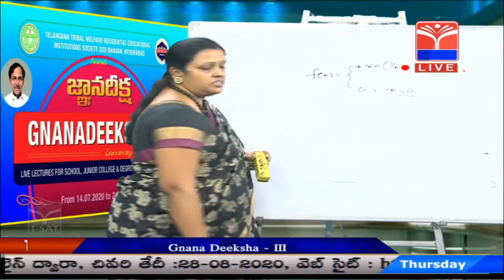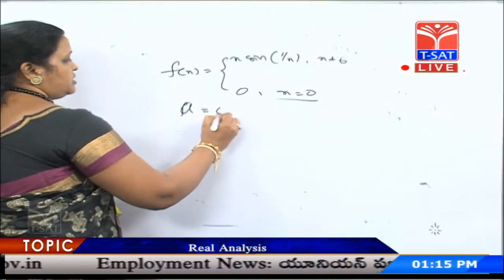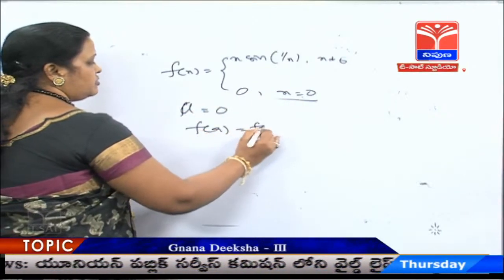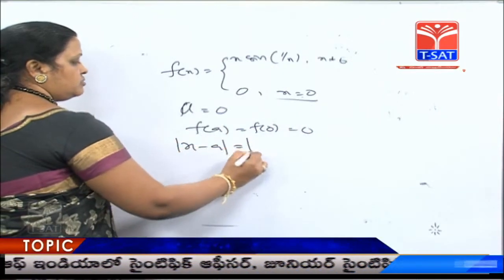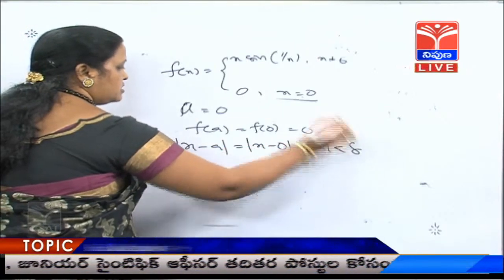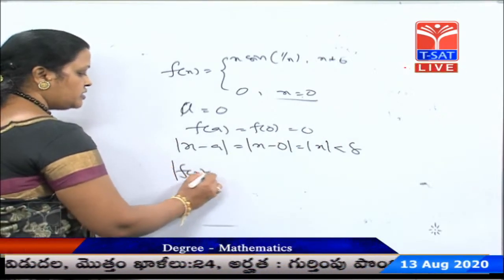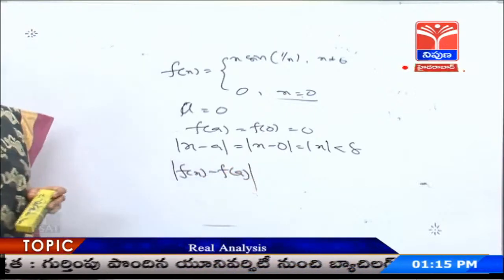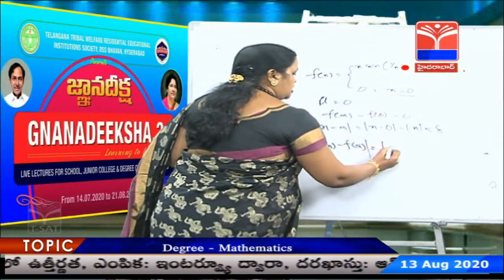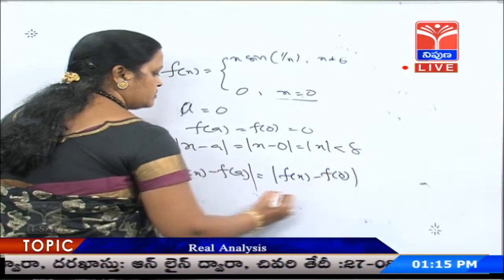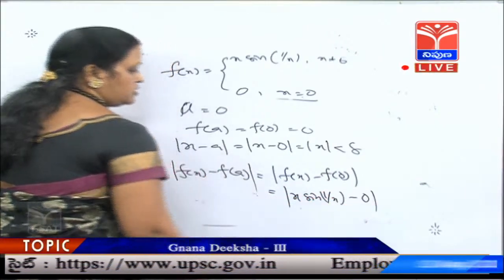Now we want to discuss the continuity of the function at this point x equal to 0. So let us take a as any point such that a is taken as 0, then f of a becomes f of 0 which is equal to 0. Now let us choose in the same way x minus a, which is nothing but x minus 0, which is equal to mod x less than delta. Now we want to prove that the function is continuous. So we take f of x minus f of a, where we want to prove that the function is continuous at the point x equal to 0. That's why we are taking the modulus of f of x minus f of 0, where f of x is x sine 1 by x, and f of 0 is 0.